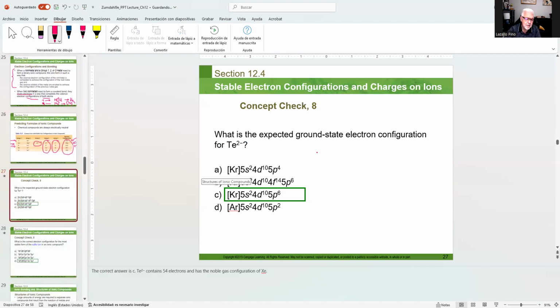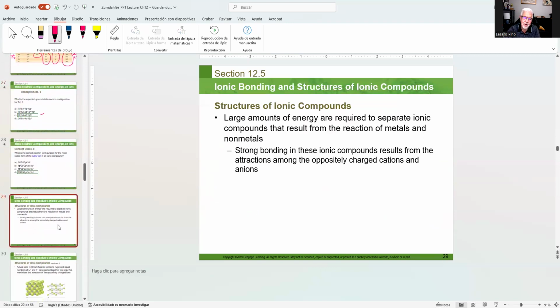Here you have a concept check exercise. You stop the video. The answer is this one. Here you have another one.